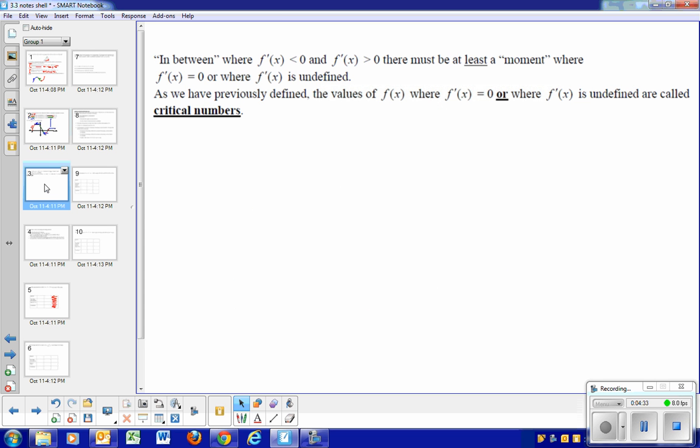So this is a formal definition of the words critical numbers. We saw this a few days back as well. In between where the derivative is negative and where the derivative is positive, there has to be a moment where the derivative becomes 0 or undefined. And those values, as we have discussed in the past, are places that we call critical numbers.